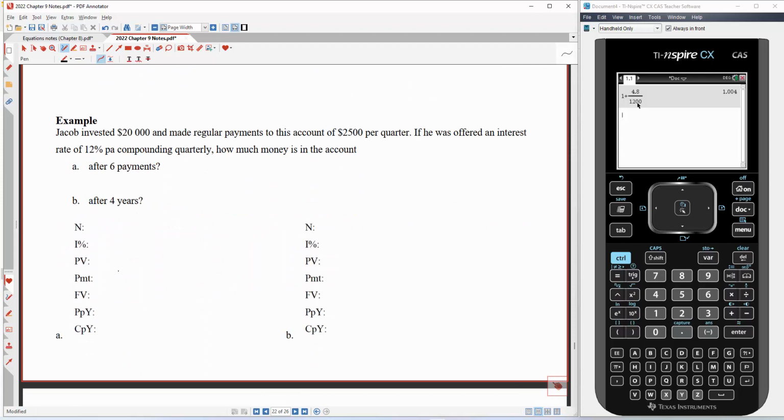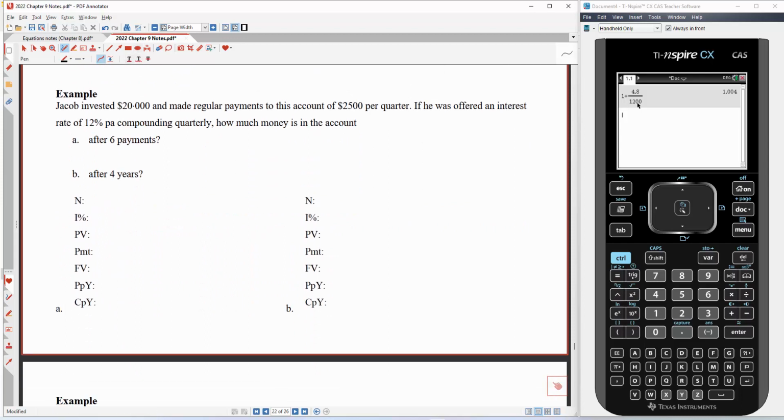Jacob invested $20,000 and made regular payments to this account of $2,500 per quarter. If he was offered an interest rate of 12% per annum compounding quarterly, how much is in the account after 6 payments and 4 years?